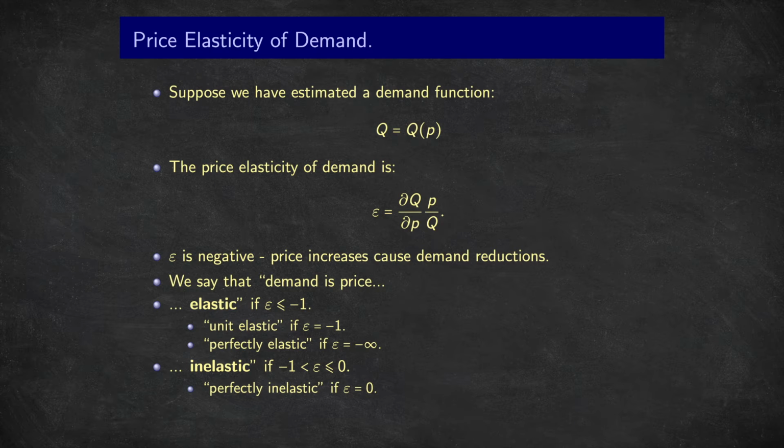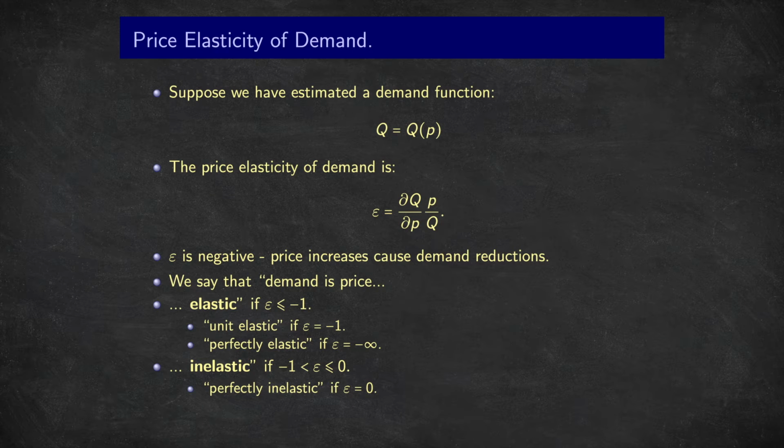Another term often used is inelastic, which means that the way demand responds to price is less than proportional. So if epsilon is negative, so it's less than or equal to 0, but it's greater than -1. So, for instance, -0.5 would lie in this inelastic camp. Perfectly inelastic is the case where epsilon is simply 0. So what would that mean?